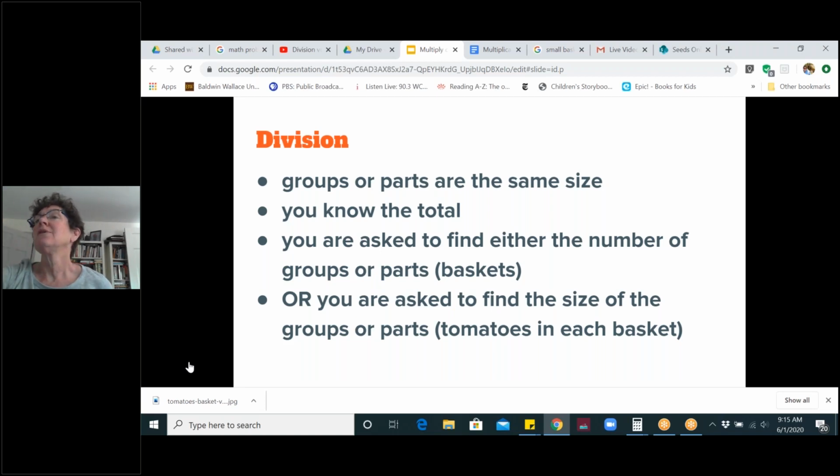So it's either going to be I have 12 tomatoes. How many baskets do I need if I put 4 tomatoes in each basket? Or I have 3 baskets. How many tomatoes go in each basket? So the key concept here is that you know the total and you are dividing it or separating it into equal size groups and an equal number of groups.